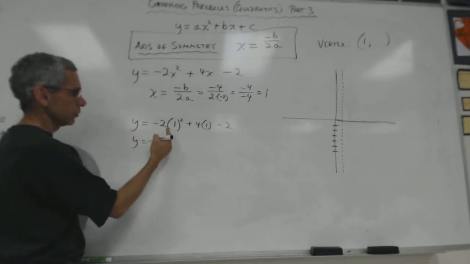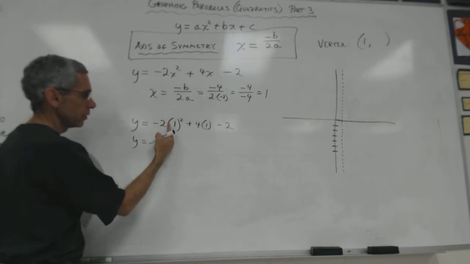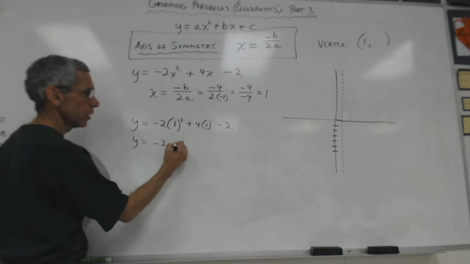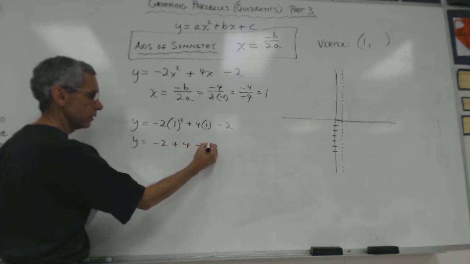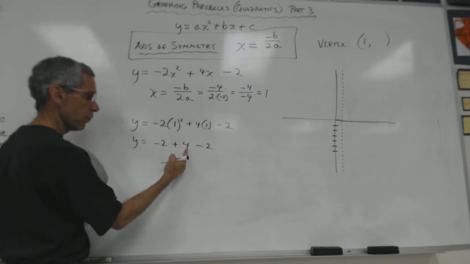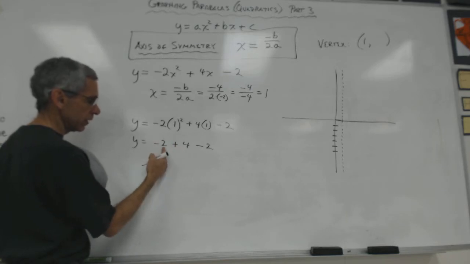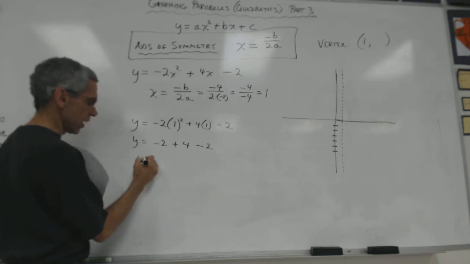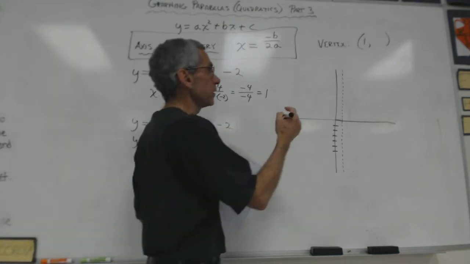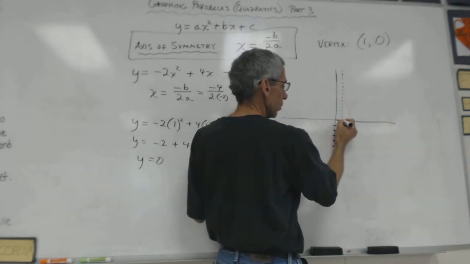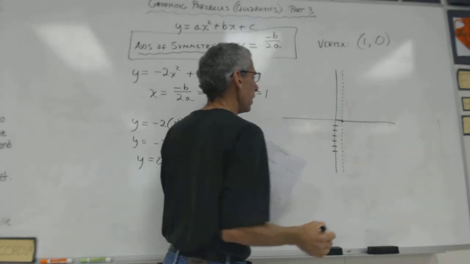So y is equal to negative 2 times 1 is negative 2, plus 4 minus 2. Well, let's wait. Negative 2 plus 4 is 2. 2 minus 2 is 0. So y is equal to 0. So my vertex is at 1 comma 0. That's interesting. So 1 comma 0. So over here, I put it right here. Now what do I do?